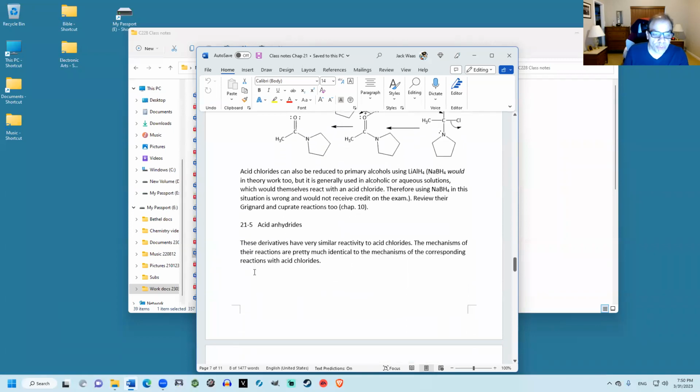And anhydrides react pretty much the same way as acid chlorides. They're almost, but not quite, as reactive as acid chlorides.